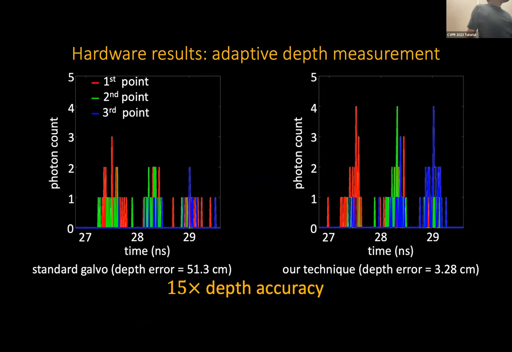So in this specific case, what I did was I took 3 points and I scanned these 3 points adaptively using both galvo and our technique. So galvo was scanning the first point, very slowly it's going to the next point and very slowly it's going to the next point. And in between, it is losing a lot of light to unnecessary regions. Whereas our technique scans the first point, and before the second pulse of the laser gets fired, it goes to the second point and scans it. That fast it scans. Because of this high speed, we got like 15 times higher depth accuracy compared to the galvos.